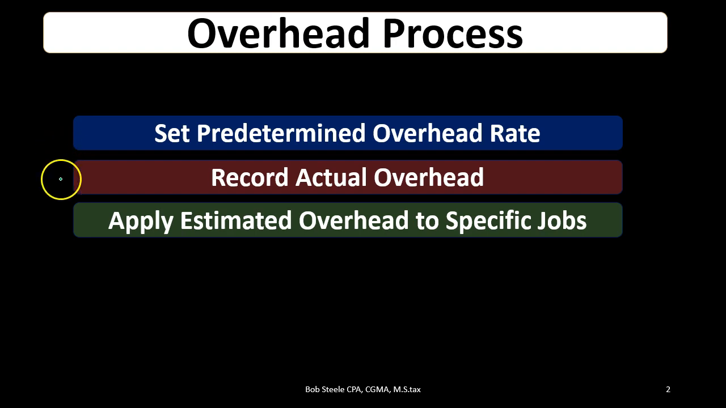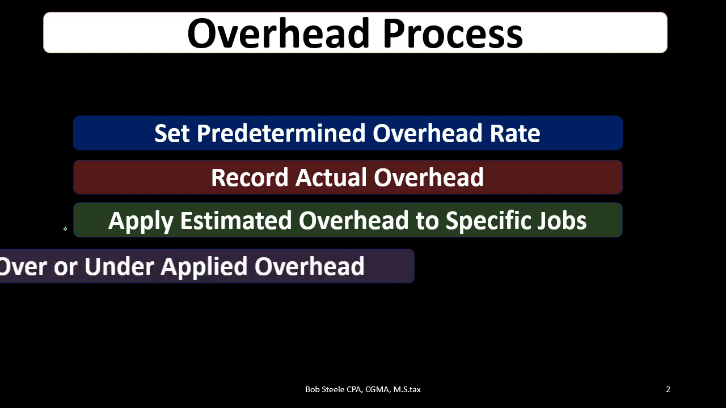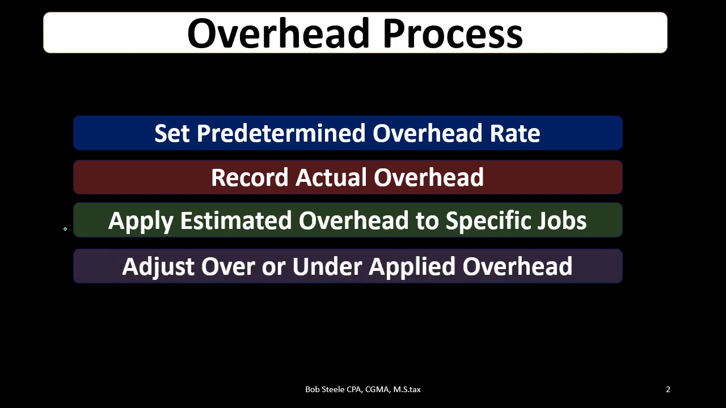And then we're going to record the actual overhead that we have within the overhead. But we're also going to apply out as we go through the month, as we get new jobs. We're going to apply overhead out as we go. And then we're going to have to adjust the under or over applied overhead, because this is an estimate: we're going to make a predetermined overhead estimate and apply out the overhead to jobs based on that estimate. And then we're going to have an under or over applied amount, and we're going to have to deal with that in some way. We'll have some type of adjusting entry here.